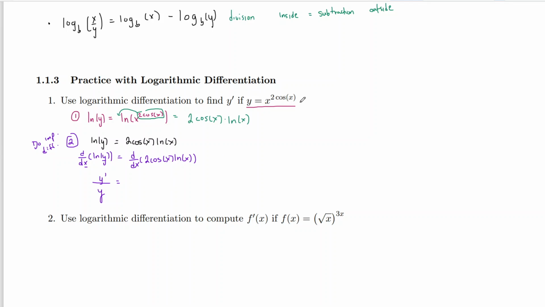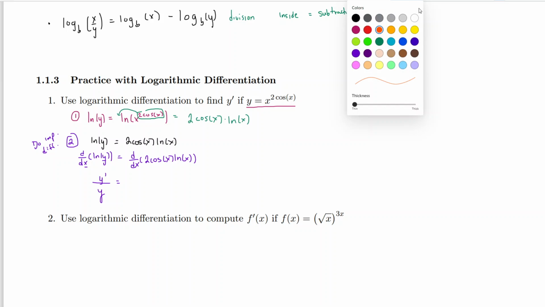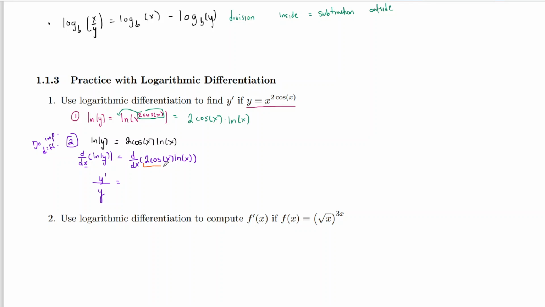All right, now on the right side, we can just do the derivative using the regular product rule. Luckily, we have only x's inside our function, so we can just use the normal product rule. The derivative of 2 cosine of x would be negative 2 sine of x times the second, so times the natural log of x, plus the first, which is 2 cosine of x, times the derivative of the natural log of x, which is just 1 over x, because we have just x inside.